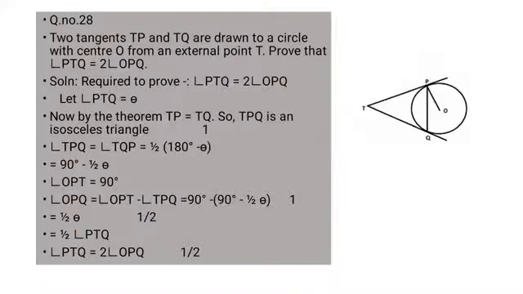Question number 28. Two tangents TP and TQ are drawn to a circle with center O from an external point T. Prove that angle PTQ is equal to 2 angle OPQ. Solution. Required to prove angle PTQ is equal to twice of angle OPQ. Let angle PTQ be theta.